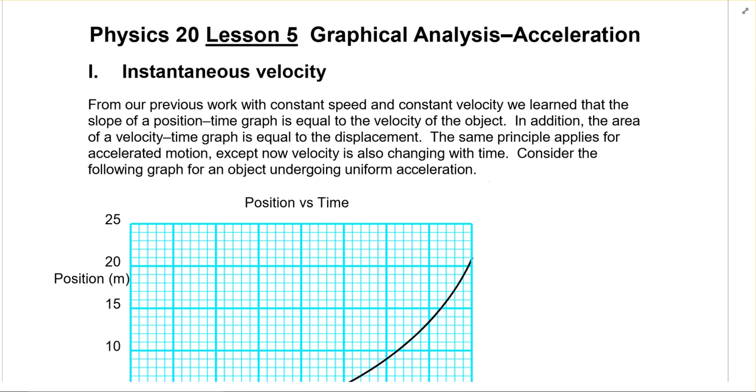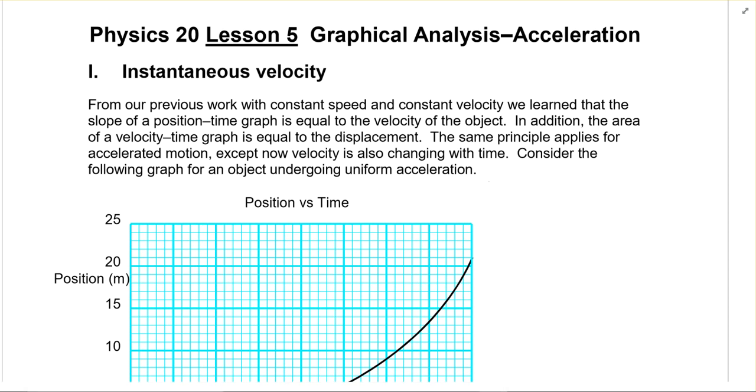Lesson 5, graphical analysis, acceleration. So, first off, we've got to learn about something called instantaneous velocity. From what we've done in lesson 3, remember we were learning about switching from a position time graph to a velocity time graph. We know that the slope of a position time graph is the velocity.